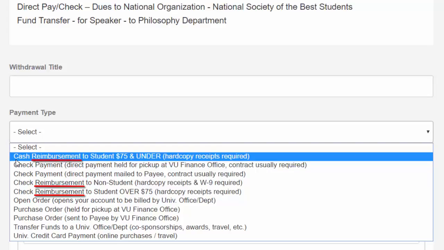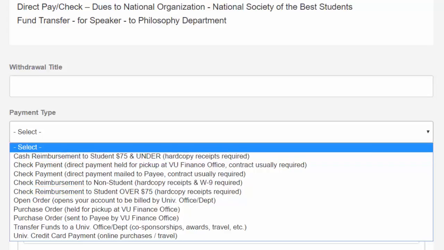For non-students who are being reimbursed, we will need a W-9 tax form to be submitted, and for students, we just need to know your W number. So, if you know a club member has paid for something out of pocket, you just need to turn in the receipts, select one of these types of reimbursements depending on the amount and whether or not they're a student, and you're all set. The next type would be university credit card.